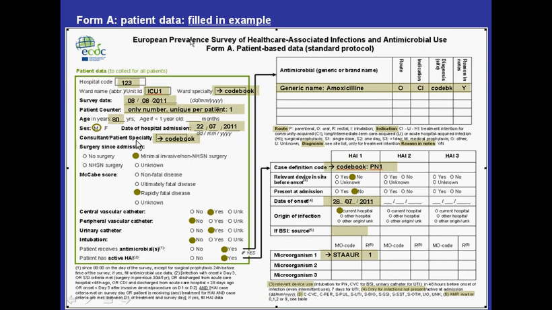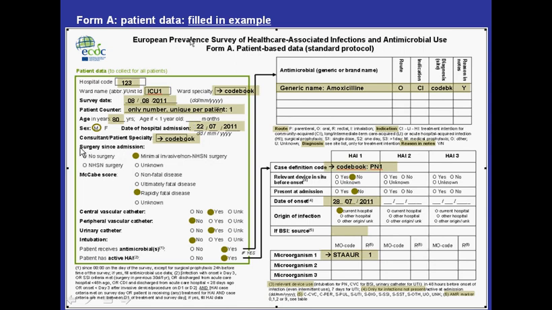The consultant patient specialty is the specialty of the physician who is treating the patient, and this can be completely different from the ward specialty. For instance, our patient is on ICU 1, but may very well be treated by an infectiologist. This is the place to clarify that. The codebook will be the same for these two.